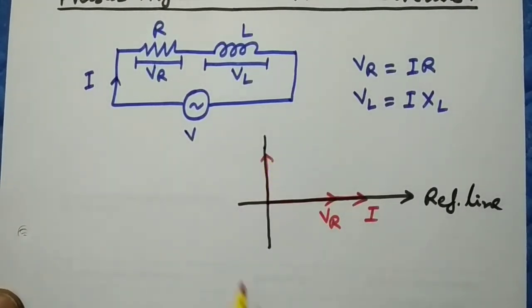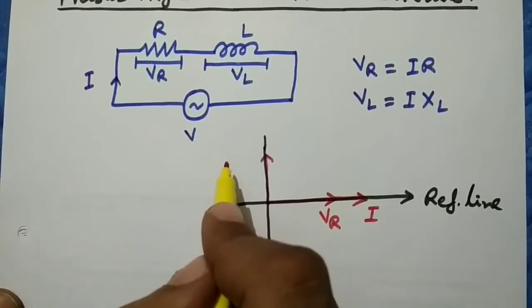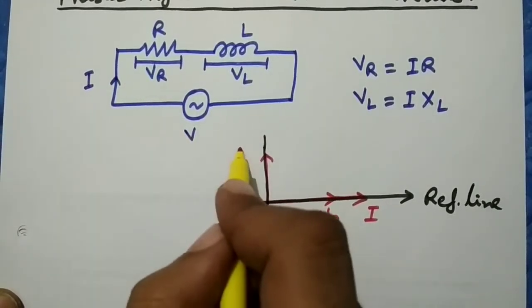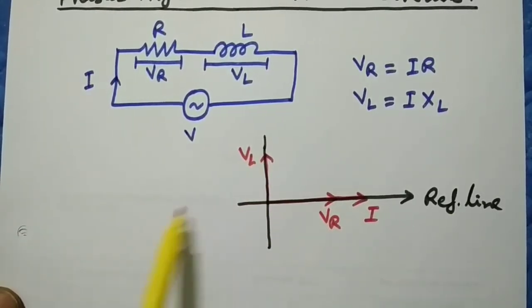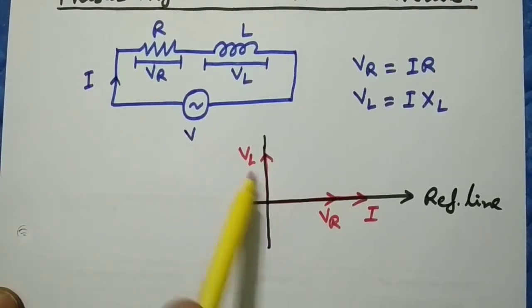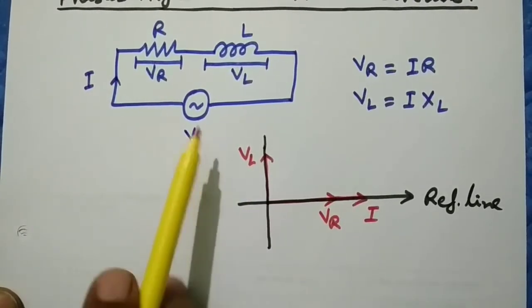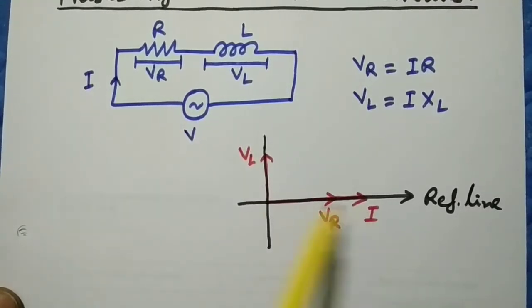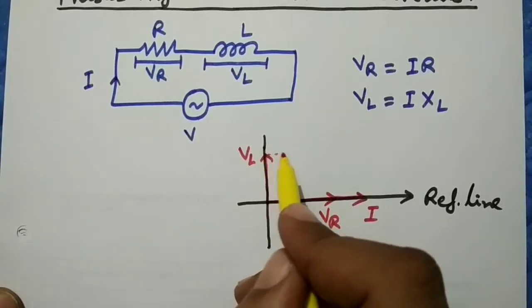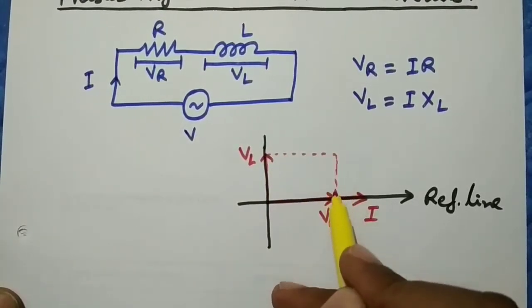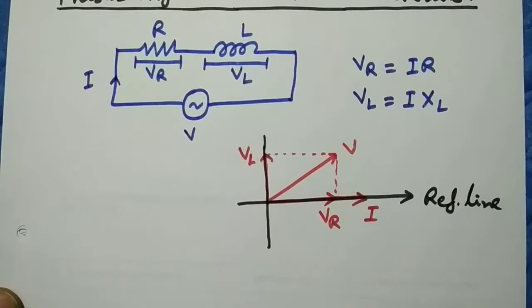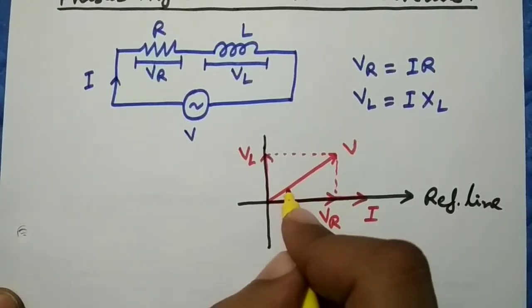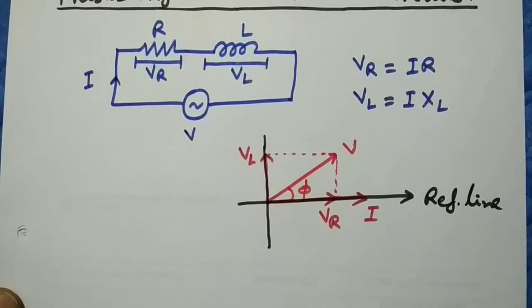This concept we have already discussed in the lecture where we analyzed the resistive inductive series circuit. For a purely inductive circuit, current lags the voltage by 90 degrees. Therefore, voltage will lead the current by 90 degrees. So here VL will be leading the current I by 90 degrees. And we know that the sum of these two voltage drops will give the total supply voltage, that is V. And here this V makes an angle with the current and it is represented as phi, that is the phase angle.